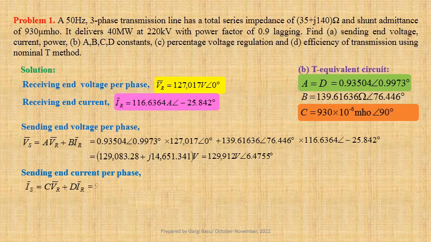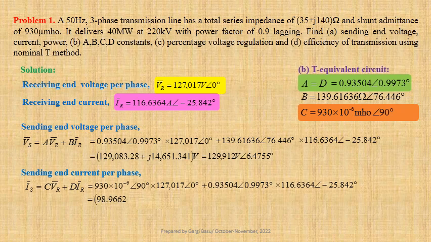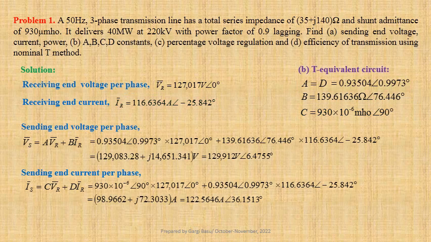Using values we get 930 into 10 to the power minus 6 at an angle 90 degree into 127,017 at an angle 0 degree plus 0.93504 at an angle 0.9973 degree into 116.6364 at an angle minus 25.842 degree. That gives us 98.9662 plus j times 72.3033 ampere. This may be written in polar form as 122.5646 ampere at an angle 36.1513 degree. On no load, receiving end current IR equals 0.